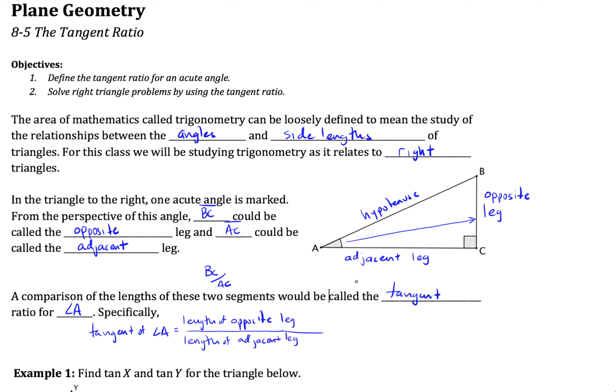Now, of course, we know that in this specific picture, the length of the opposite leg is BC, and the length of the adjacent leg is AC. But we probably don't want to write this much down from this point forward when we're working with the tangent ratio. So I'm going to shorten this down, and I'm going to say the tangent, which gets abbreviated to just TAN, but we still say tangent, we don't say tan.